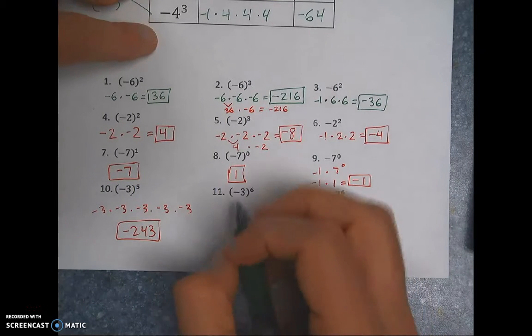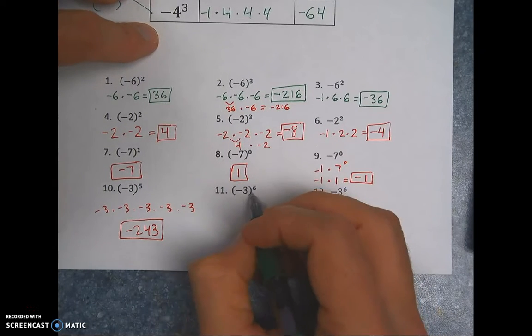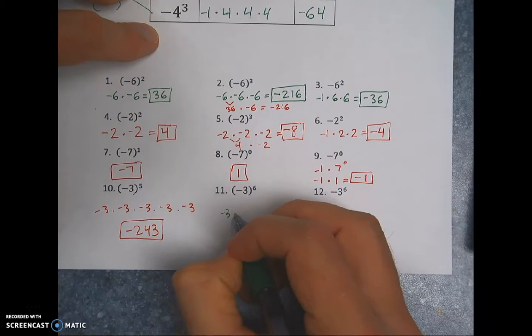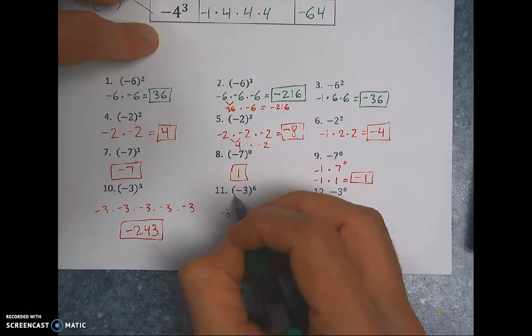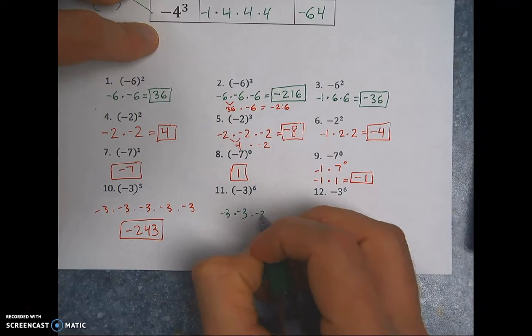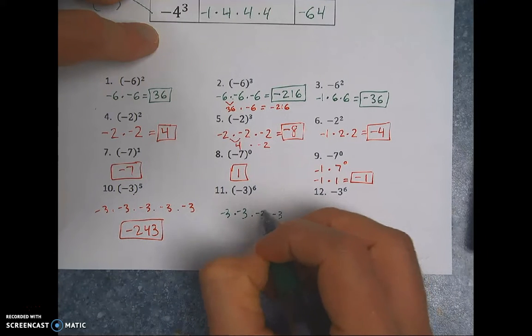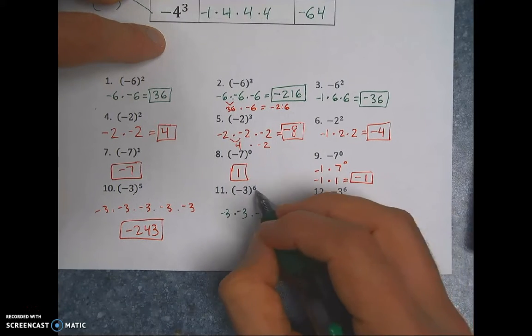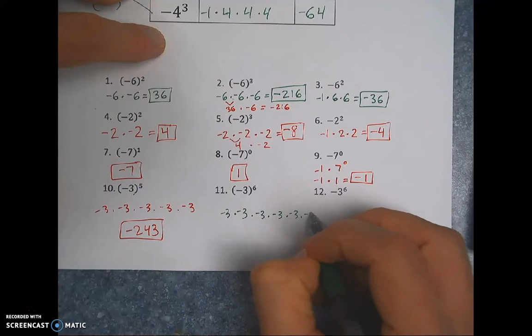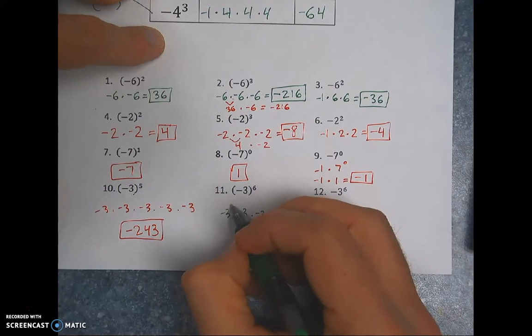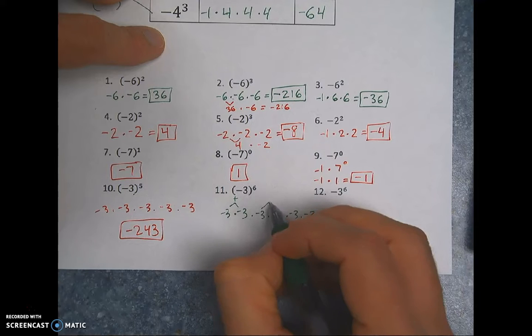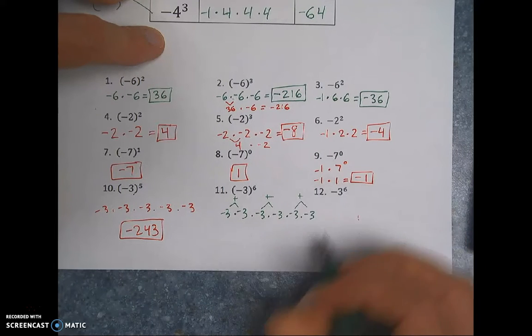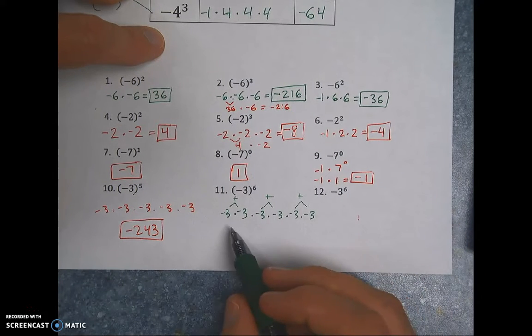So this should become a positive answer because they're going to group in twos. -3 times -3, those two are going to be positive. Another 2, those will be positive together. And we're trying to get 6 all together, so I need another 2. Those will be positive. So these two together are positive, these two together are positive, these two together are positive. So my final answer here is going to be positive.